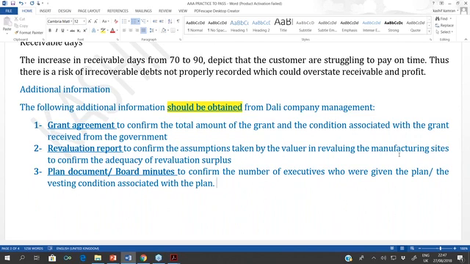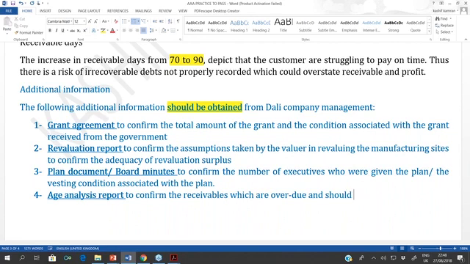The customers are struggling to pay, 70 days, 90 days. Can I take the age analysis of the company to confirm how much should be the bad debts? So can I take the age analysis report to confirm the receivables which are overdue and should be recognized as bad debts?